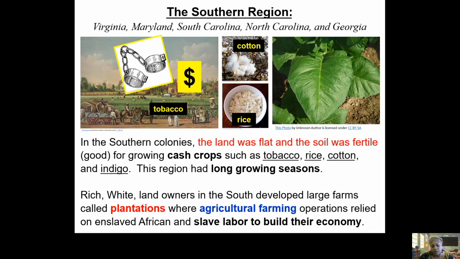Think of a plantation like a very large farm, and the way that the money is made is by growing these cash crops. It's an agricultural farming operation that is being used on the plantation, and so they heavily relied on slave labor to build their economy. Slave labor means you don't pay people to do the work. You force them to do the work, and if they don't do the work, then they're beaten or they're convinced otherwise to follow the instruction. Usually they're being beaten to do the work.